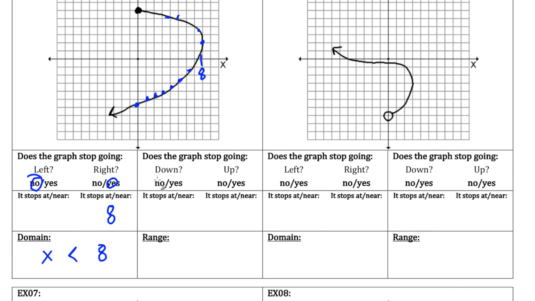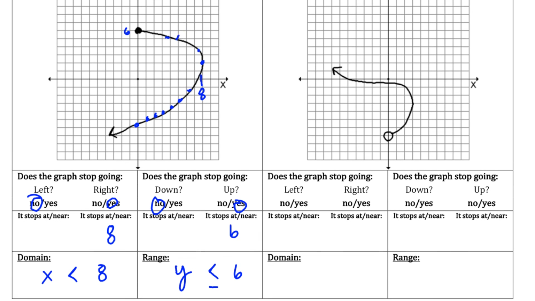Does the graph stop going down? No, it keeps going down. Does it stop going up? Yeah, there's an upper limitation at 1, 2, 3, 4, 5, 6. So there's a limitation for the range values at 6. That is the highest, so they are all below it, so they are all less than. Can it ever be 6? Is there ever a point with y that's 6? Yes.